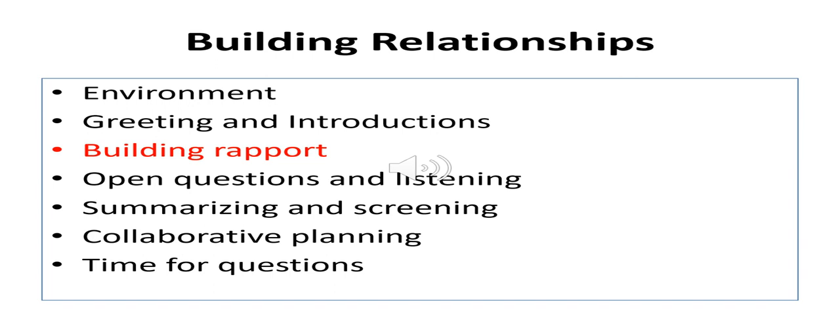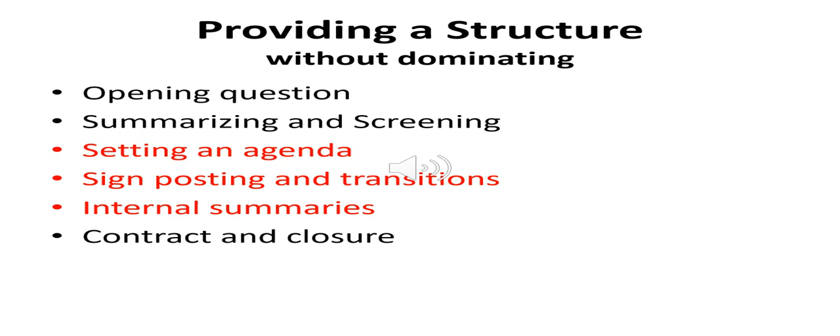At the onset, when we introduced the Calgary-Cambridge model, you remember there were two longitudinal skills that we have to develop. That is, building relationship should happen right from the beginning to the end. That is why building relationship happens when we set the environment, when we greet and introduce ourselves, during the process of building rapport, when we ask open questions and listen. That is very supportive to the patient. And summarizing and screening, again, build relationship, and that is soothing to the patient. And collaborative planning and time for questions are very valuable and important things that we should do.